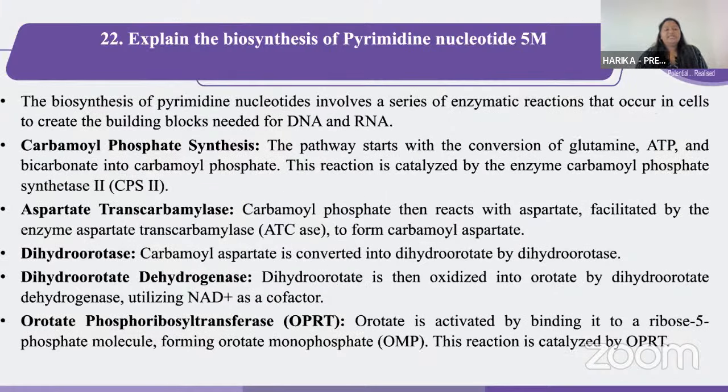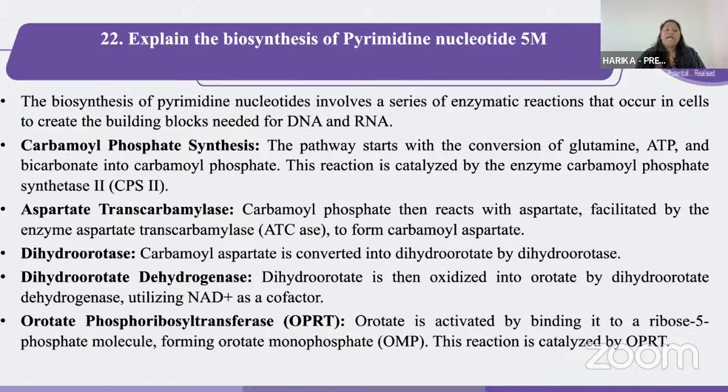So here is another question, which is the biosynthesis of pyrimidine nucleotides. The biosynthesis of pyrimidine nucleotides involves a series of enzymatic reactions that occur in cells to create building blocks of DNA and RNA. First is carbamoyl phosphate synthesis. In this, the pathway starts with the conversion of glutamine, ATP, and bicarbonate into carbamoyl phosphate. This is catalyzed by carbamoyl phosphate synthetase.